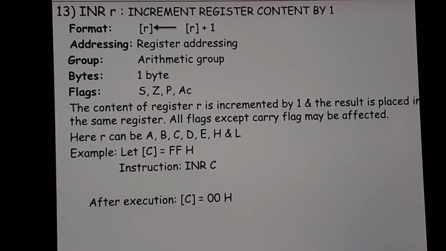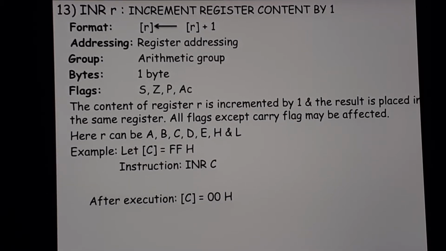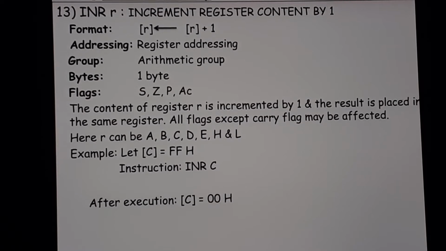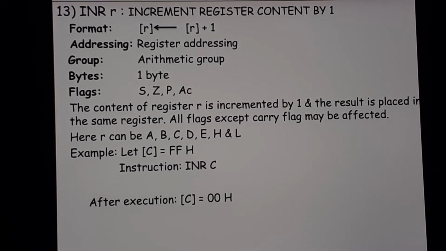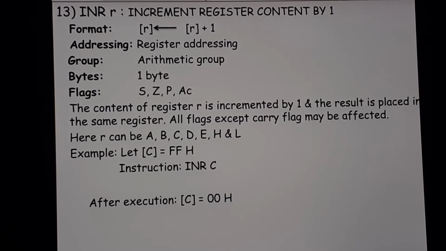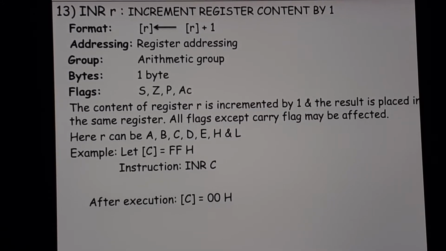For the example I have taken register C, so R I have assumed as C. You can take any register. C is equal to FFH. So the instruction is INR C. After executing this instruction, the content of C is 00H.